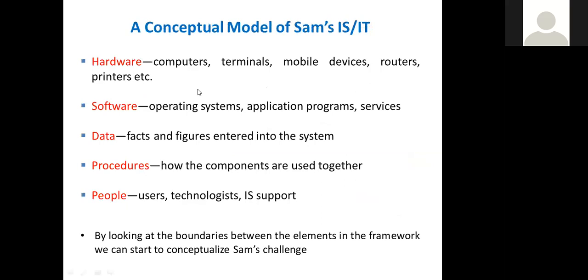He'll need computers, terminals, mobile devices, routers and printers. Software, he'll need operating systems, application services, application programs and other services. Data, he will need facts and figures entered or captured into the system. He will need to come up with procedures on how the components are going to be connected together, who is going to use the system and how they are going to be supported.